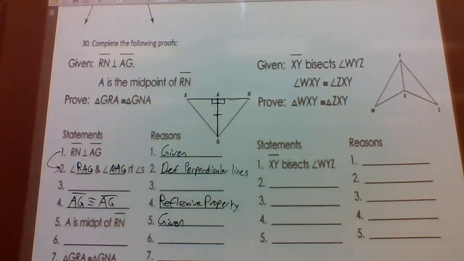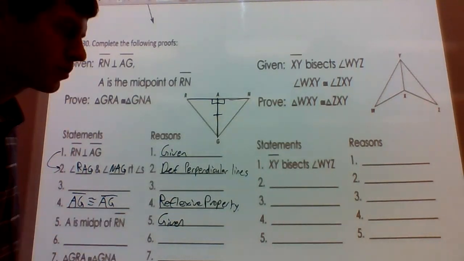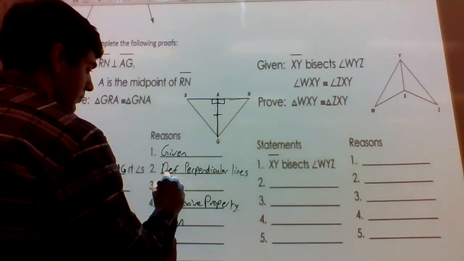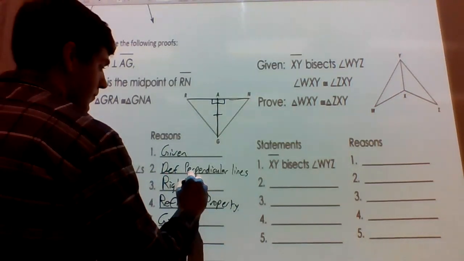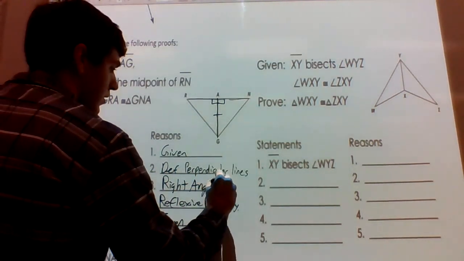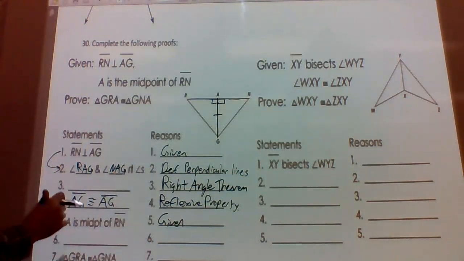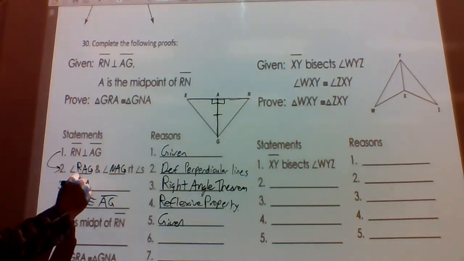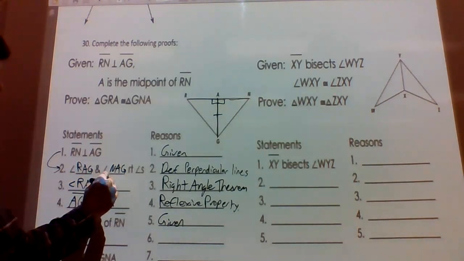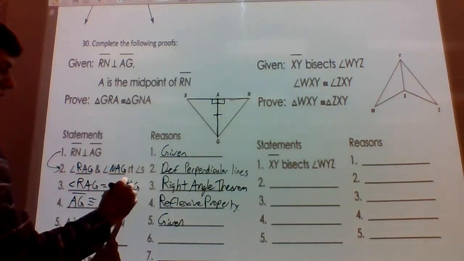What do we know about right angles? We know right angles are all congruent. They're all 90 degrees. The measures are all equal. Since the measures are all equal, they're congruent. So by the right angle theorem, which says all right angles are congruent, we know angle RAG is congruent to angle NAG.